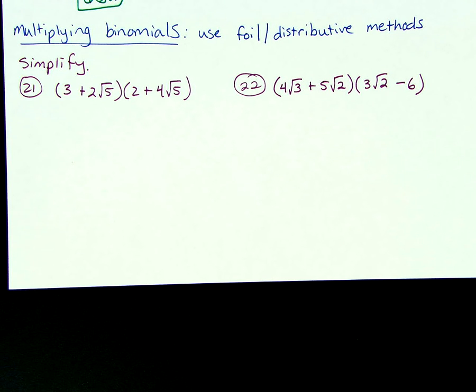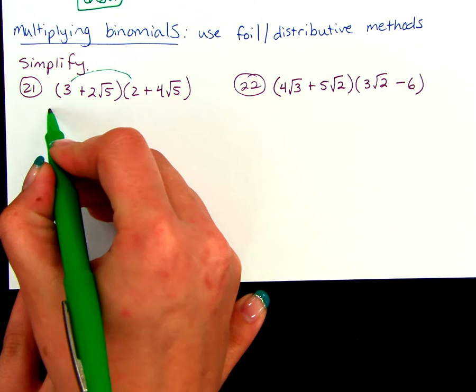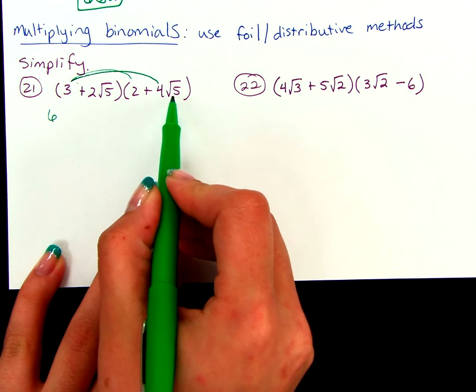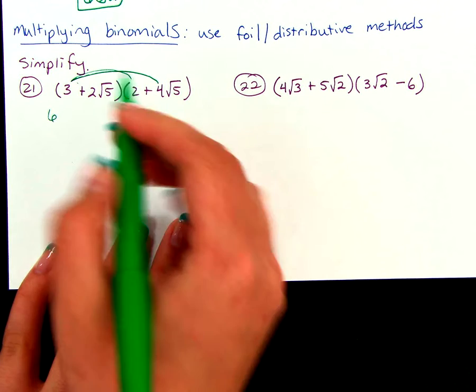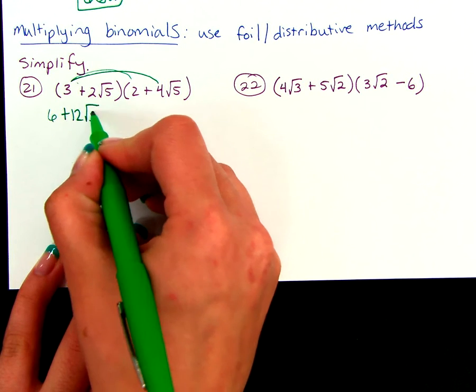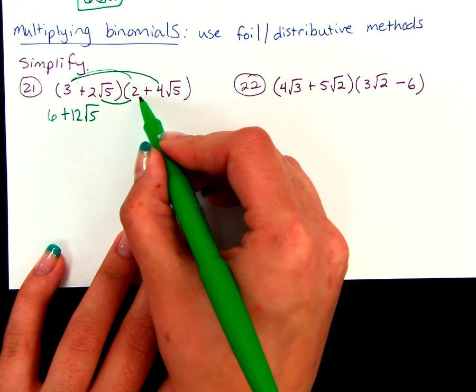All right, so looking at 21, we're just going to FOIL. So we would take 3 times 2, so that would be 6. And then 3 times 4 square root of 5. Okay, so we're going to multiply the 3 to the 4, so that would be 12. And then the square root of 5 just kind of tags along. And then we go to our next term, so same thing. So 2 square root of 5 times 2.